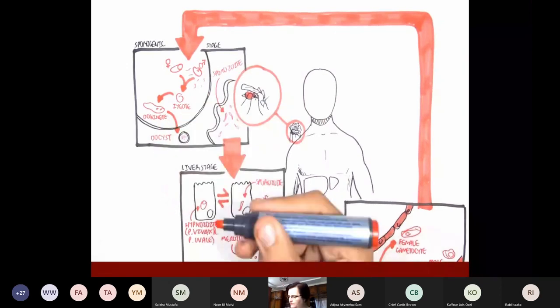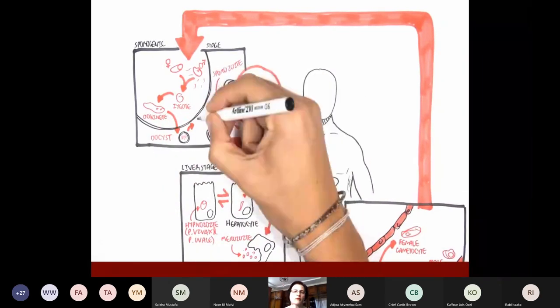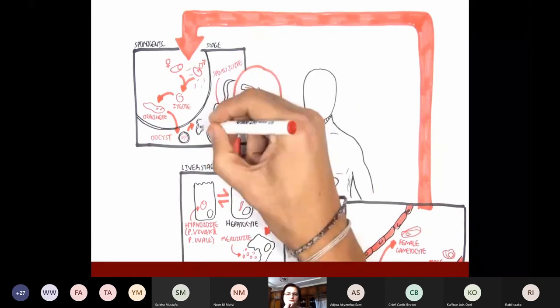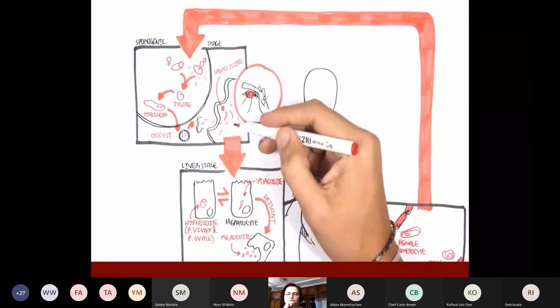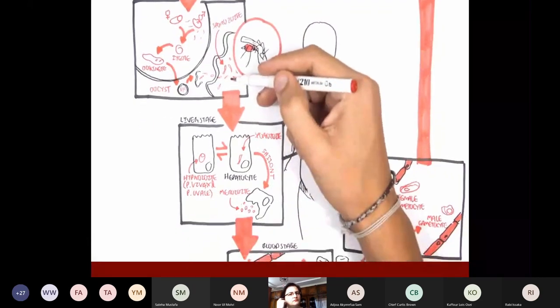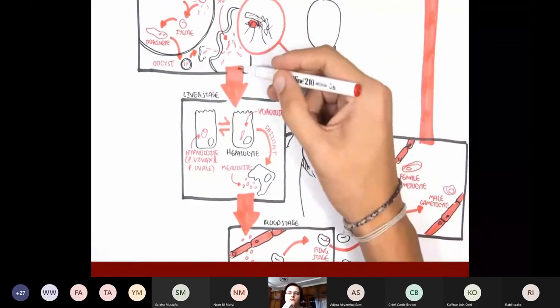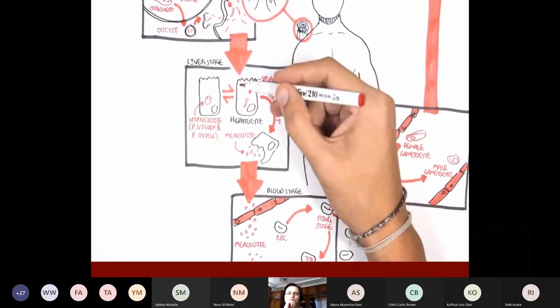The oocyst then matures and ruptures, releasing its contents, which are the sporozoites. The sporozoites, as we know, will remain in the salivary glands until the infected mosquito feeds again.